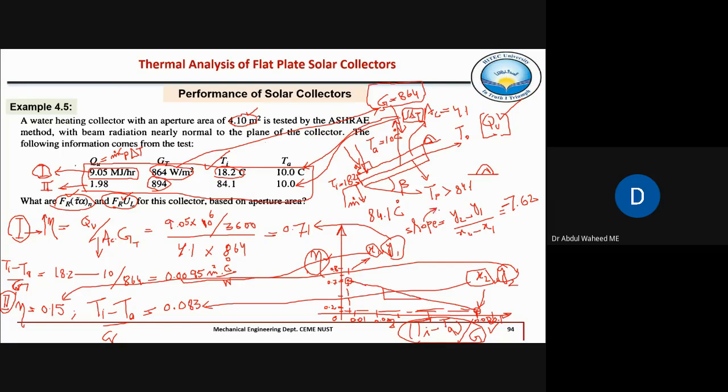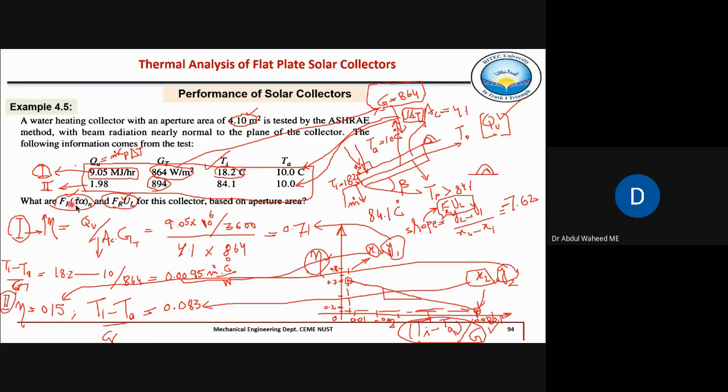And slope represents FR UL. Let's revise the theory again, we have covered it in the last lectures. You will note that this term represents the slope, FRUL. So now we know the slope of this line, which is FRUL, that is to be calculated. What will be its units? Watts per meter squared per degree Celsius. FR is unitless. That is a factor which we have already discussed in theory.